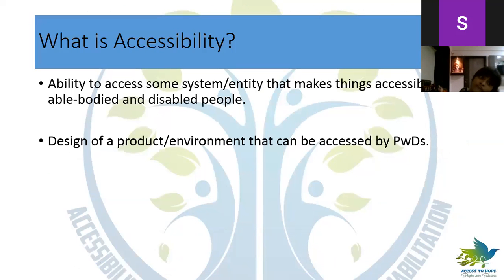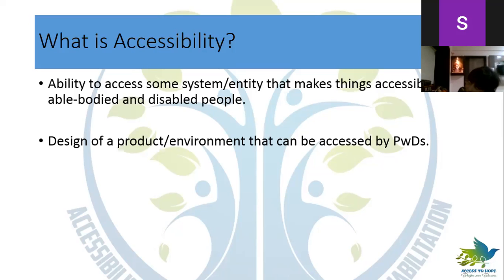Okay, so what is accessibility? Accessibility means to access some system or entity, making things accessible for both able-bodied and disabled people. So if everything is accessible to everybody, including people with disability, then it is called accessibility.